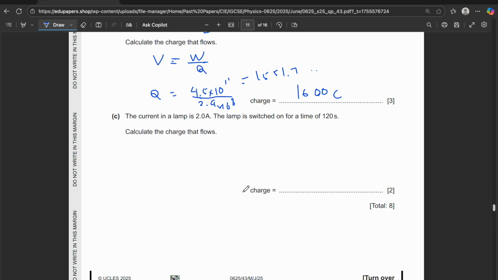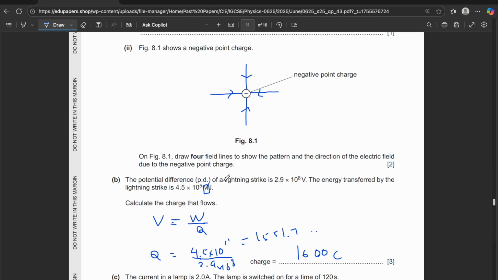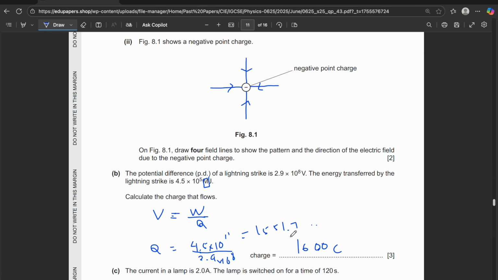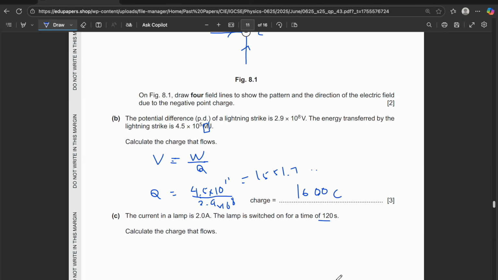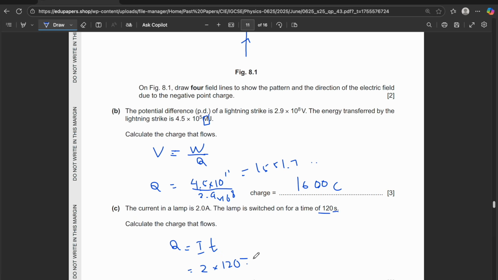coulomb. C. The current in a lamp is 2.0 amperes. The lamp is switched on for a time of 120 seconds. Calculate the charge that flows. So Q is equal to IT. I is 2, T is 120, it's already in seconds, so you don't need to change the unit. So 240 coulomb.